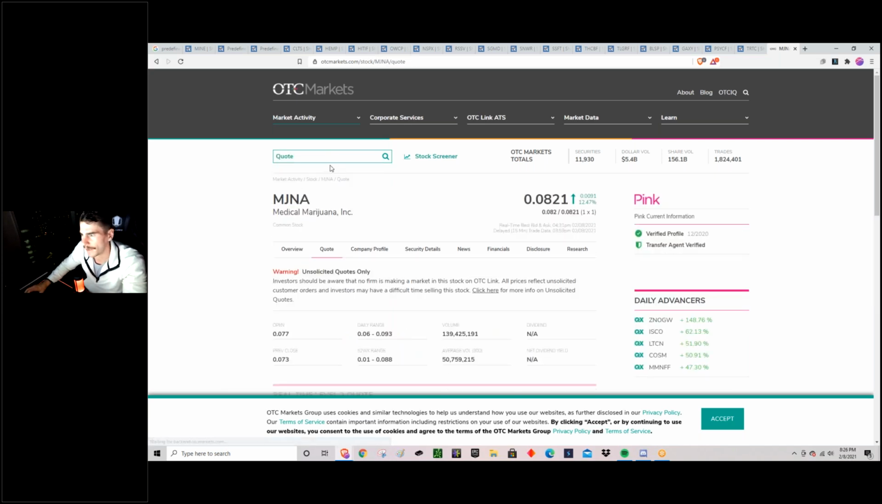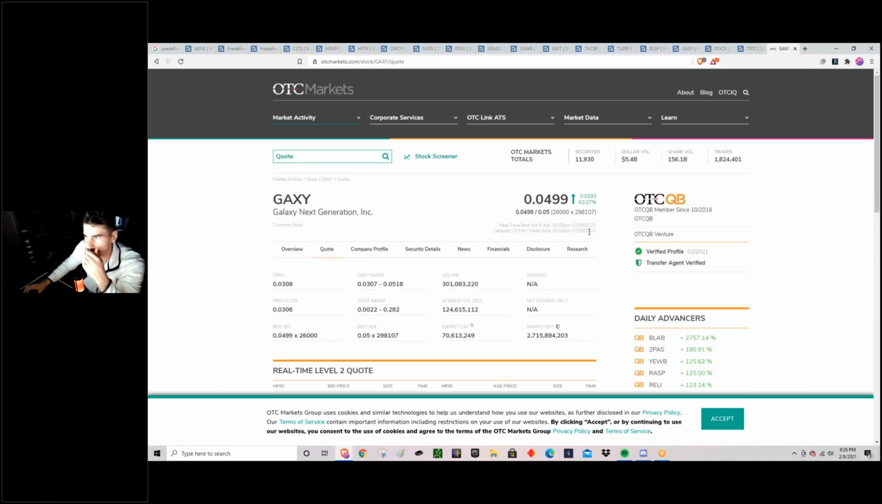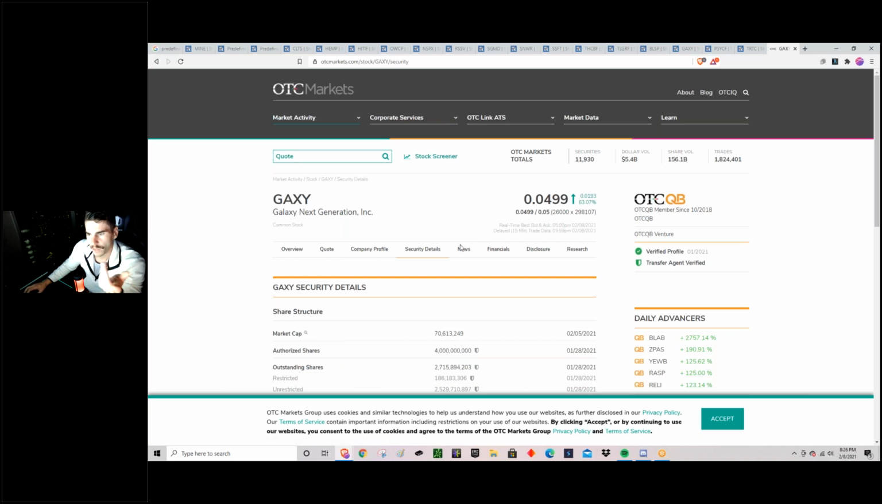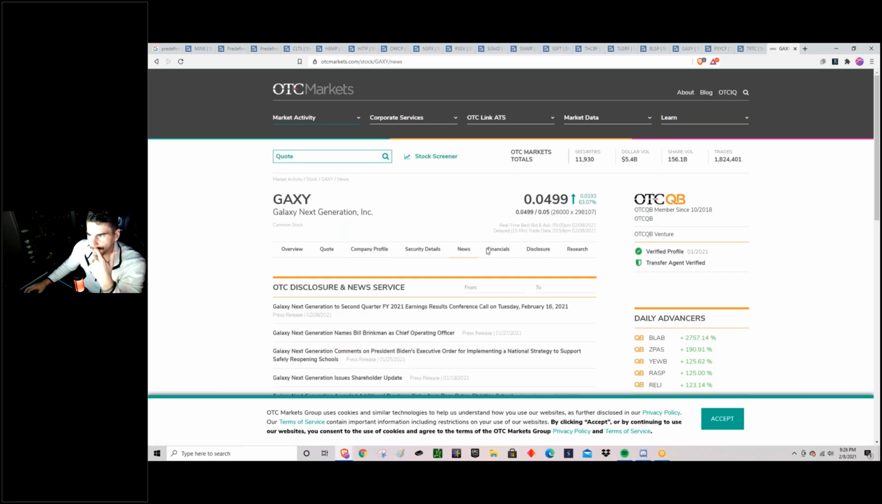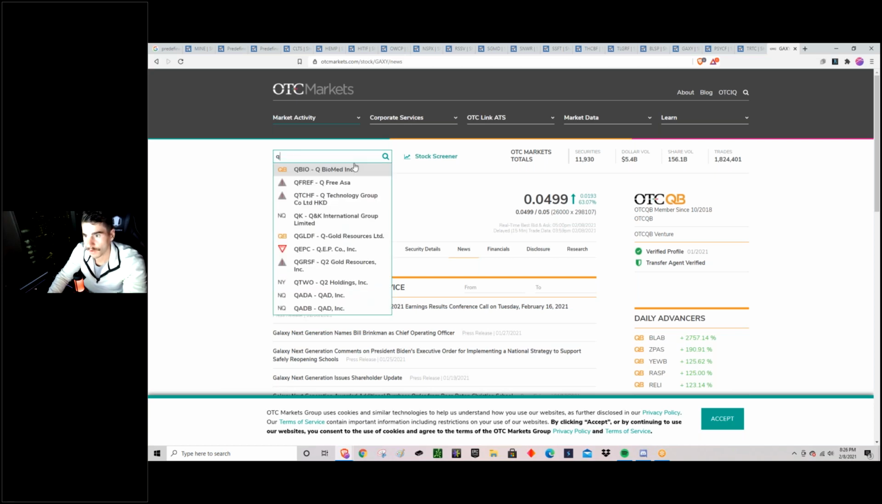MJNA, I think, is pink. What's another one? GAXY, I think, is QB. Yeah, so GAXY, beautiful. QB. That's awesome. There's gray, there's limited, there's pink, QB, QX. Maybe we covered them all. I think we might have covered them all.